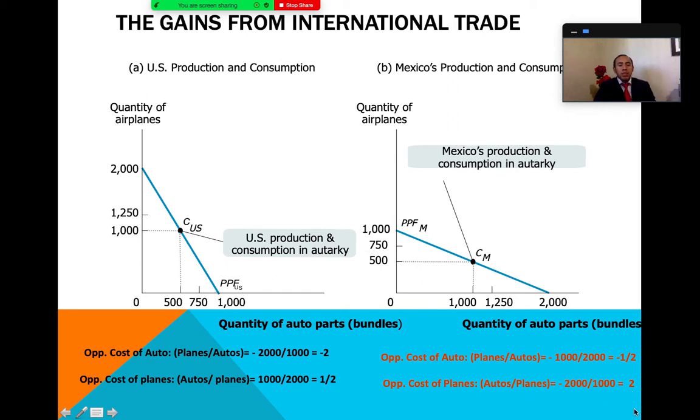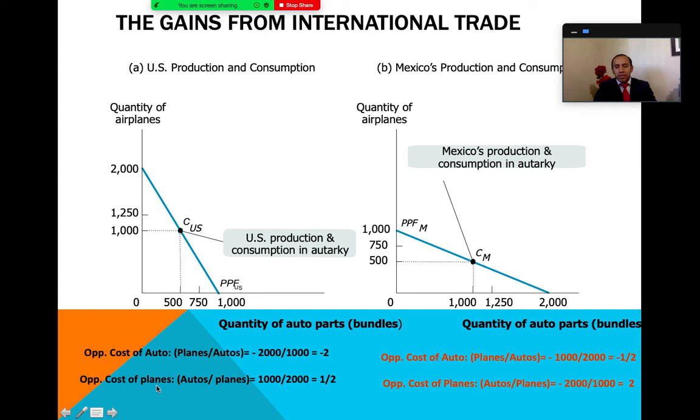When we compare both of them side by side, whichever country has the lowest opportunity cost in the production of a good, the US or Mexico, will specialize in the production of that good. In this case, Mexico, in absolute value, has the lowest opportunity cost in the production of autos, 1/2 in comparison to 2.